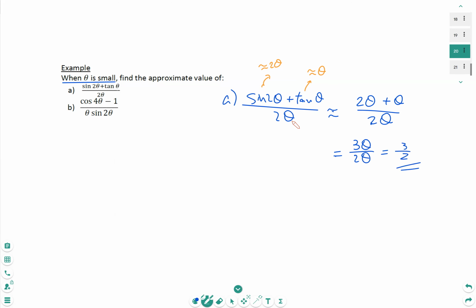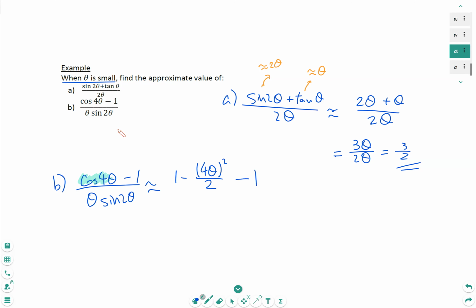Right, part B. Cos 4 theta minus 1 over theta times sine 2 theta. I'm going to rewrite it. So cos 4 theta, recall, roughly equals 1 minus theta squared over 2, but theta is now 4 theta, minus 1. Just to make you aware of this.